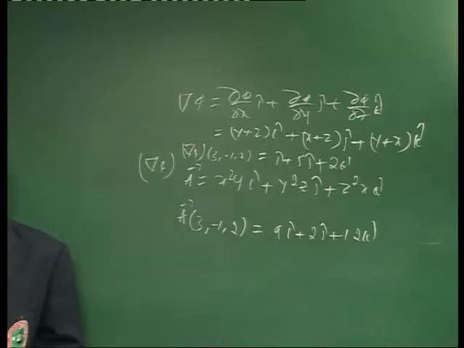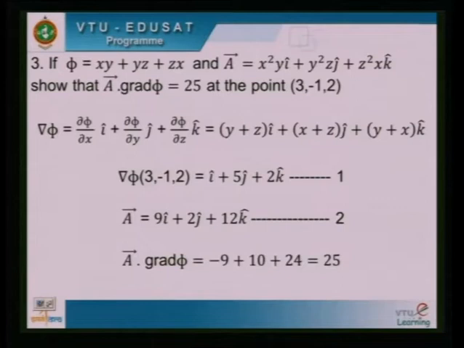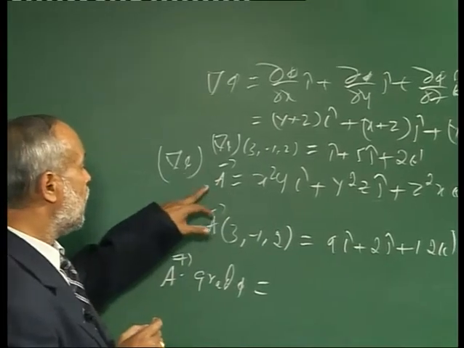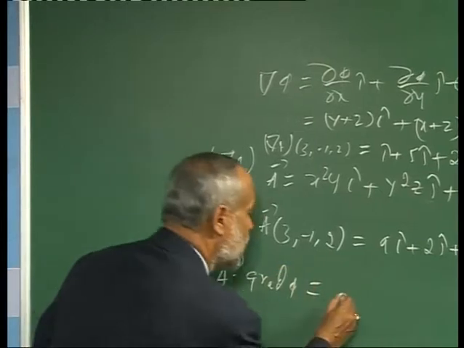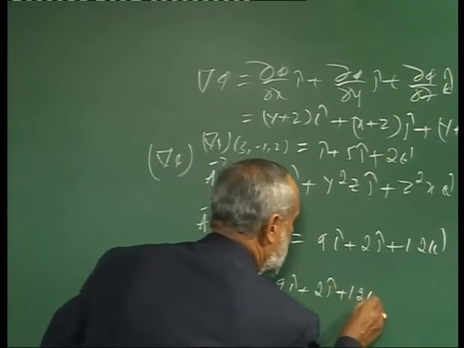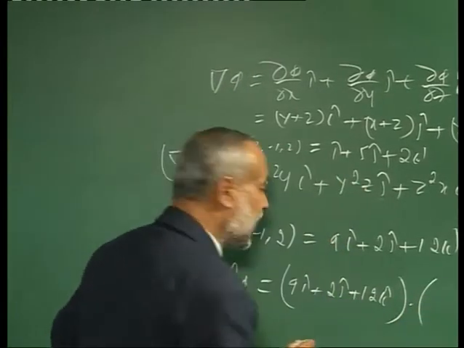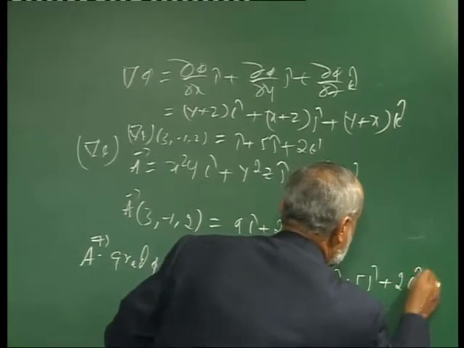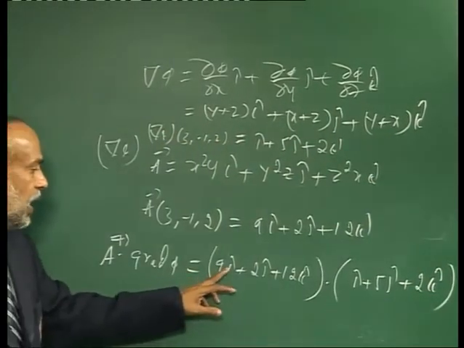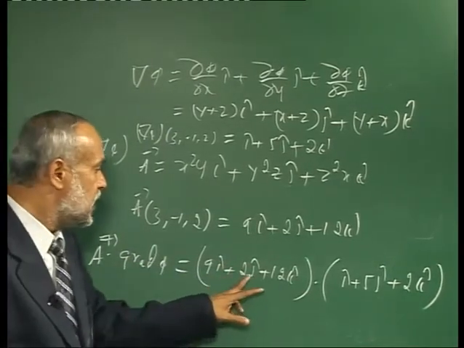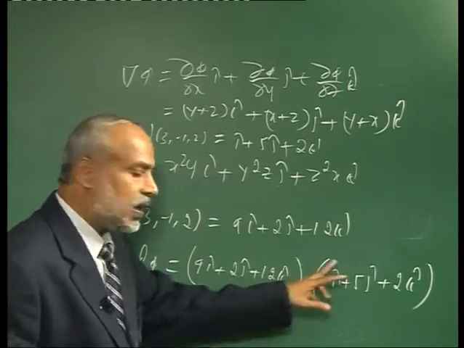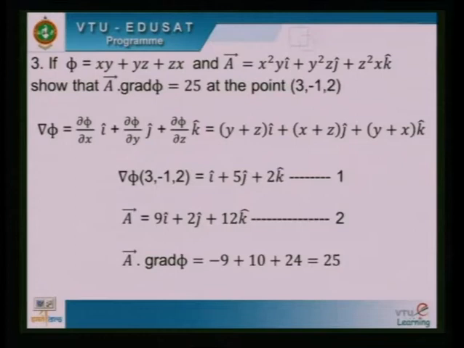Now your intention is to find a vector dot gradient of phi, which means you have to take the dot product. A vector dot gradient of phi equals a vector at the point 3 comma minus 1 comma 2, which is minus 9 i cap plus 2 j cap plus 12 k cap, dot gradient of phi at the point 3 comma minus 1 comma 2, which is i cap plus 5 j cap plus 2 k cap. Now take the dot product: i dot i is 1, j dot j is 1, k dot k is 1, then you get minus 9 plus 10 plus 24, you get 25.